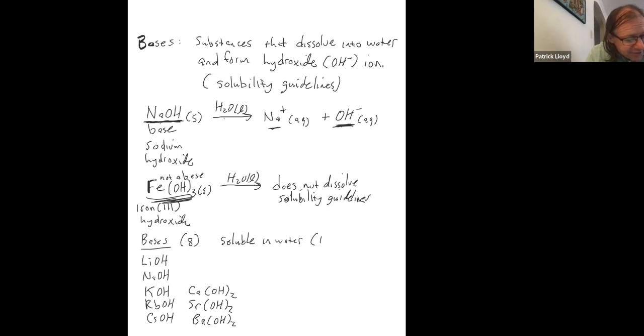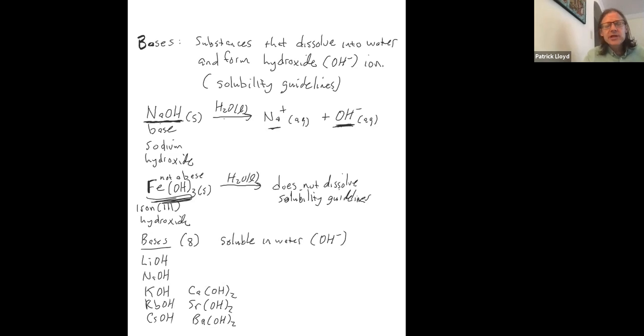That means they produce the hydroxide ion. Any other metal, magnesium or iron or nickel or cobalt or gold, if it's a hydroxide, it's not going to be able to dissolve into water. So you're not going to get hydroxide, so it's not a base. Just these 8 here. Those are the typical bases, the 8 that are most common.